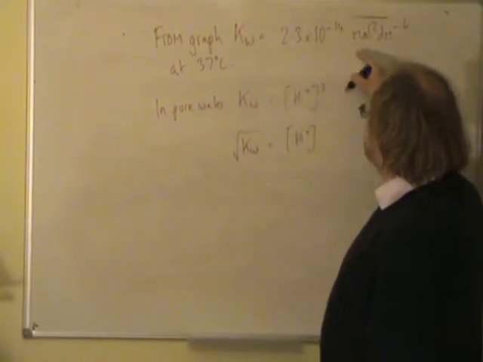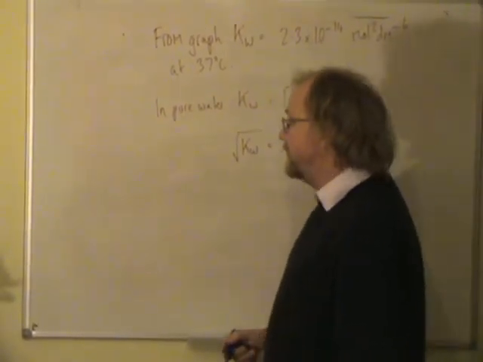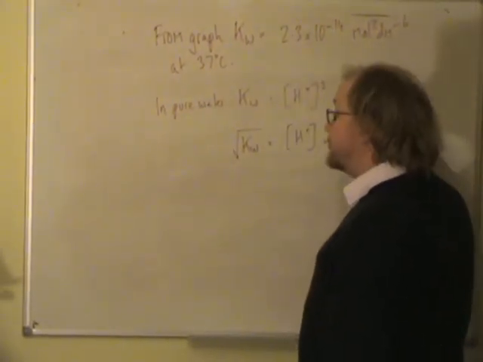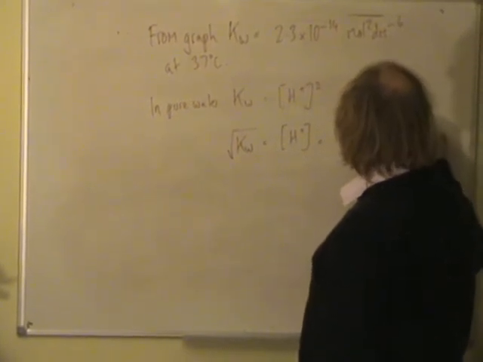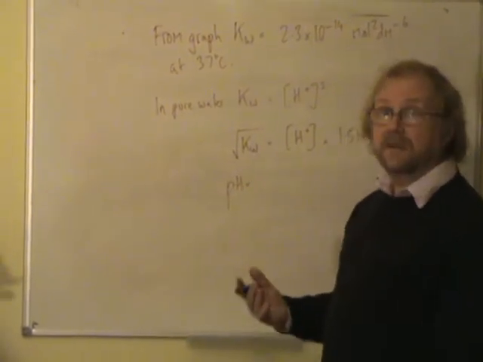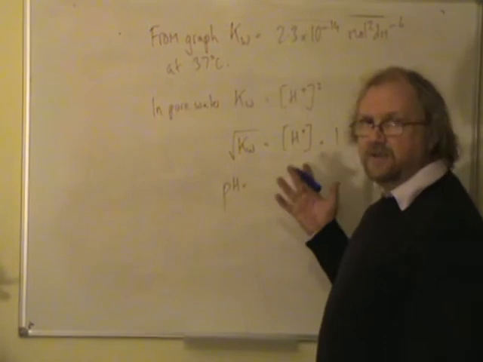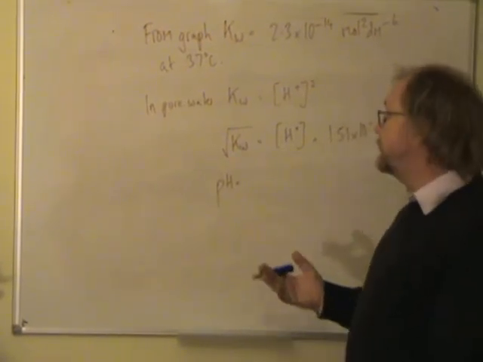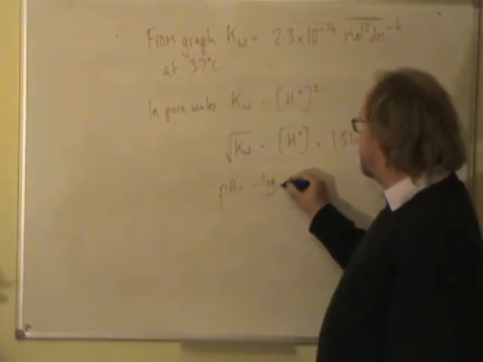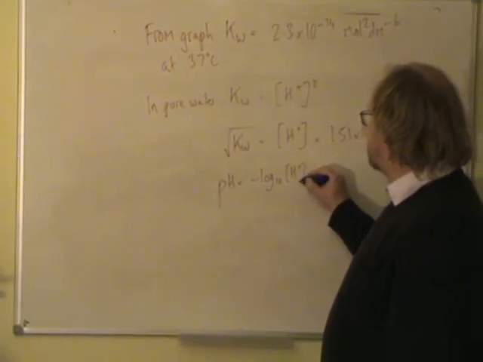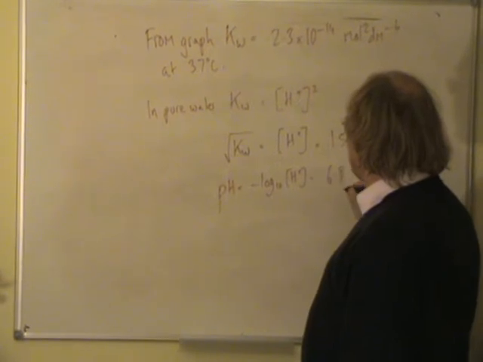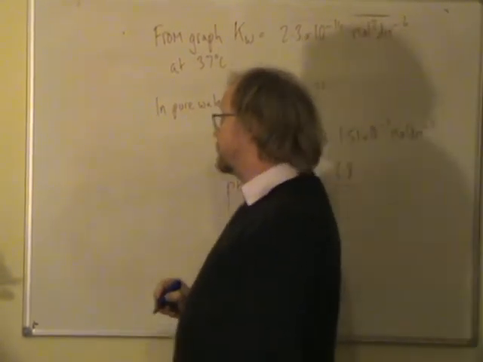So we can take the square root of that number. Square root of 2.3 times 10 to the minus 14 is 1.51 times 10 to the minus 7 moles per dm cubed. And pH, remember always to write this bit down, because it's usually the last stage of these calculations, and often it will get you a mark. So pH is minus log to the base 10 of the H plus concentration, and if you take minus log to the base 10 of that, you should get 6.8 as the answer.